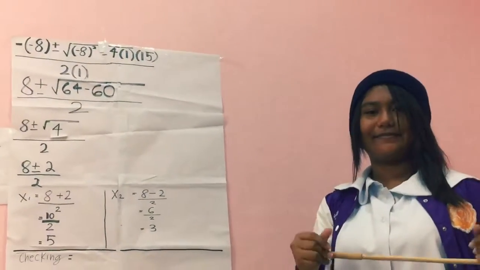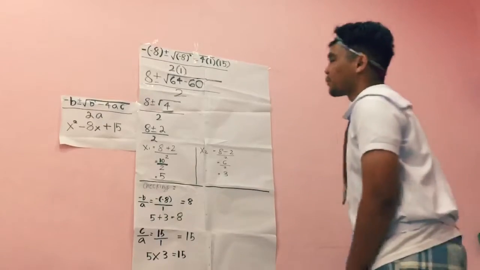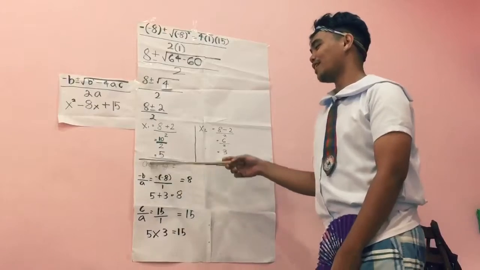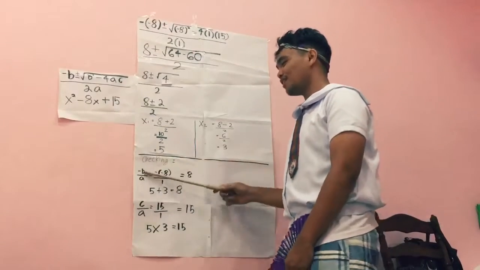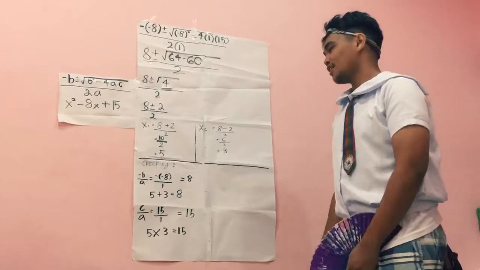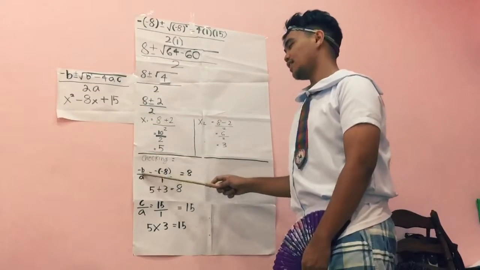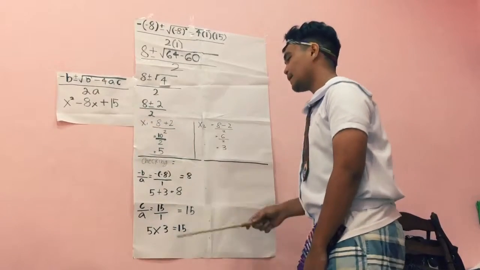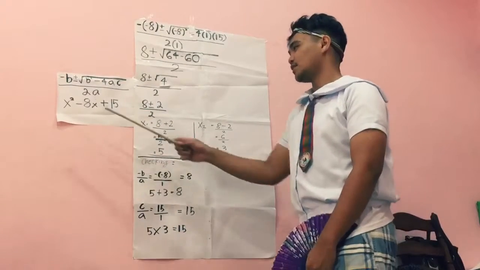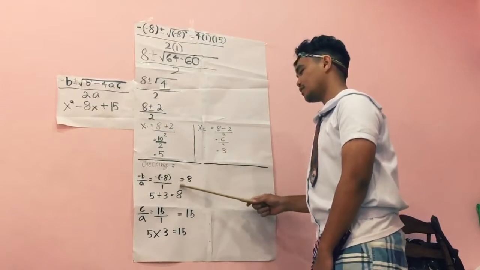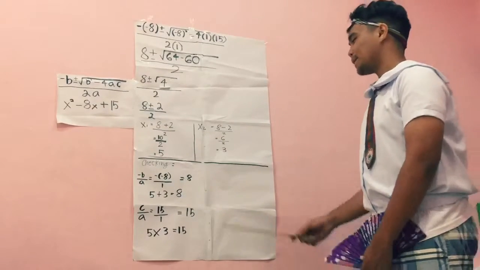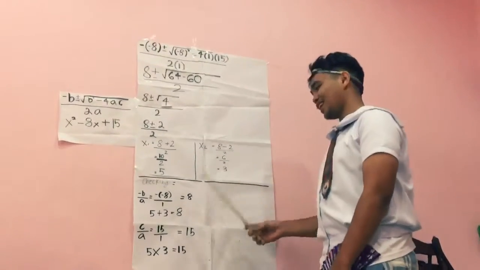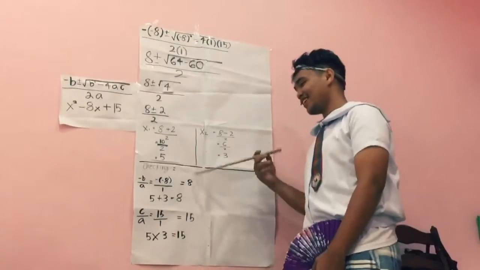Now for the checking. There are two kinds of formula in checking: negative b over a and c over a. So first, since B is negative, you copy negative here, and write B, which is 8 over here. Then your A is 1, copy 1 over here, then it equals 8. Then you copy 5 plus 3 equals 8.